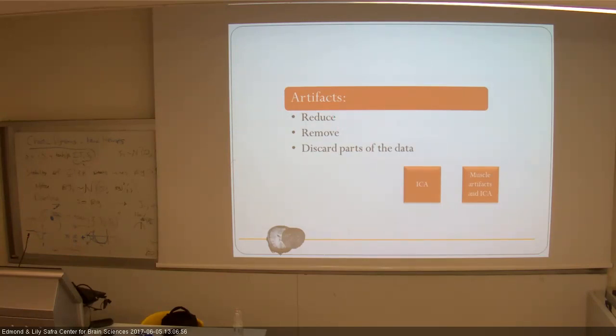Then, once you have already recorded the data and you have artifacts, you want to try to discard parts of the data which have big artifacts. So you just mark them and say, this is bad, I'm not going to use it. That's a shame. You lost a lot of time and money and the subject's time. So you try not to discard too much data, but in many cases there is no choice. And the last thing is to try to, in some way mathematically, remove or separate the real signal from the artifacts. There are various ways to do it.